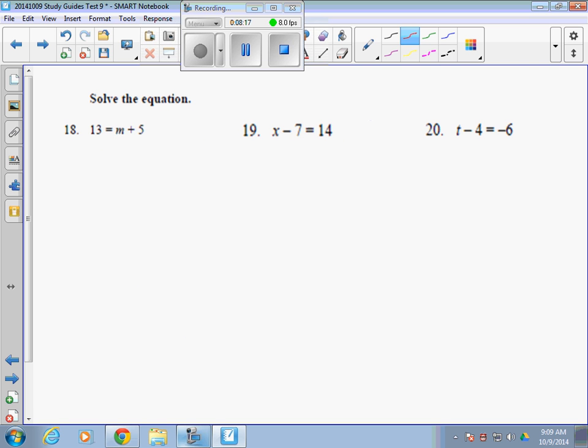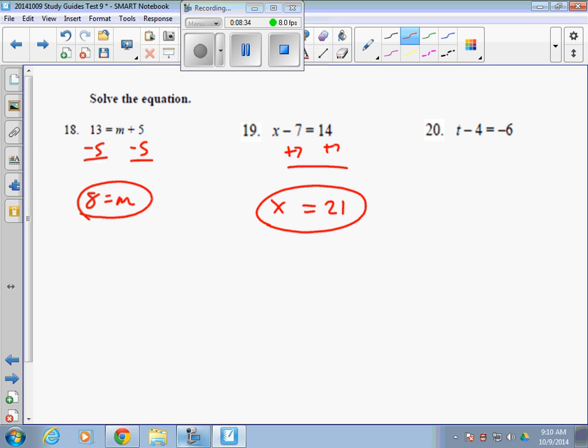Number 18, solving these very simple one-step equations. Minus 5 in order to cancel it out. 13 minus 5 is 8, so M is 8. Plus 7 to cancel it out. Again, very simple equations. X equals 21. Once you start doing the other stuff, this stuff you can go very quick and very easily through.